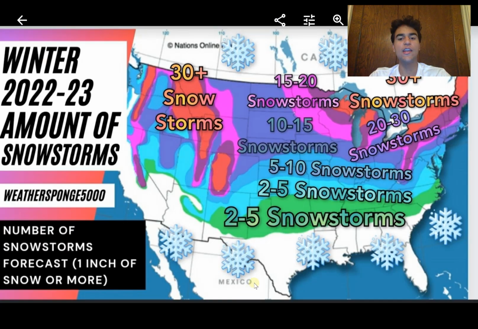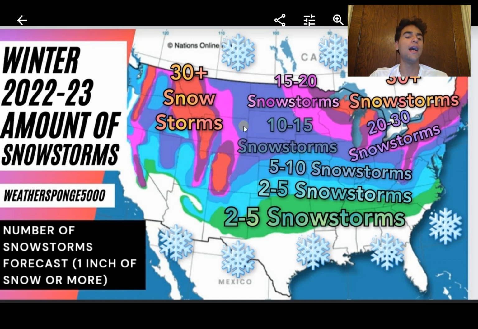Now, here's my total amount of snowstorm forecasts for the United States. So in the areas in red, you should expect over 30 snowstorms this winter, as for a lot of these places it's typical to receive over 30 snowstorms. In some areas you receive over 60 during winter.